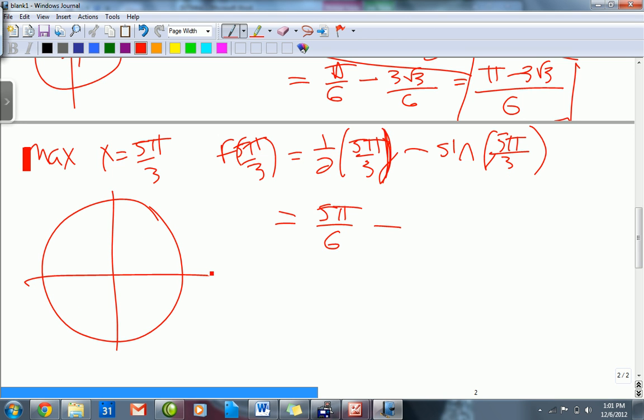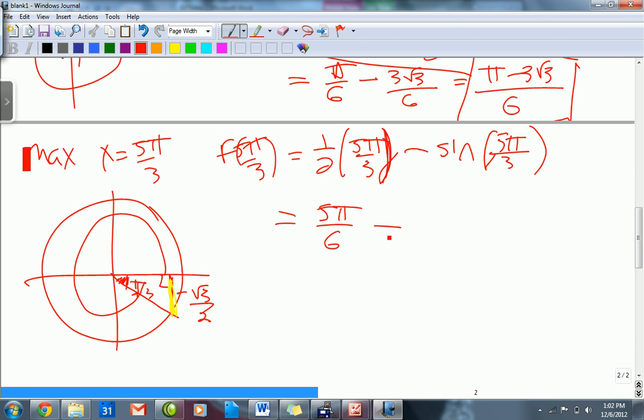Pi over 3 is 60 degrees, right? So 5 of those pi over 3's is going to be almost all the way around. 6 of those pi over 3's would be the whole circle. So I'm going to go everything but pi over 3. There's my reference triangle. The reference angle, of course, is pi over 3. Right, and the sine is the y value. It's this piece right here. Across from 60 degrees, if the hypotenuse is 1, is root 3 over 2. In this case, it's negative root 3 over 2, because I'm down in the fourth quadrant. So the sine of 5 pi over 3, therefore, is negative root 3 over 2.